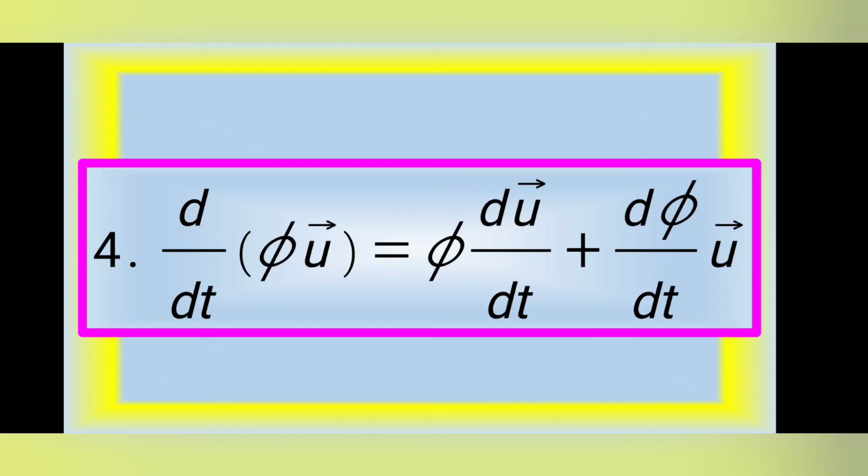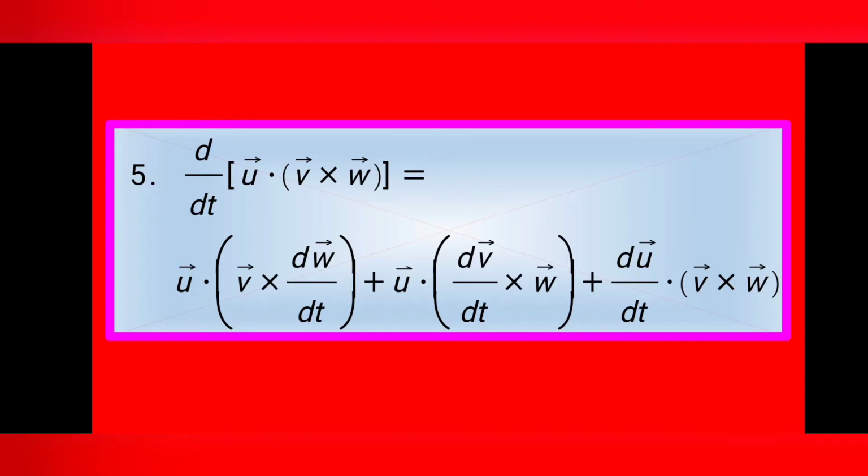Number 4, the derivative of the product of a scalar and a vector is equal to the product of the scalar and the derivative of the vector, plus the product of the derivative of the scalar and the vector. That is, d/dt of (phi u) is equal to phi du/dt + dphi/dt u.